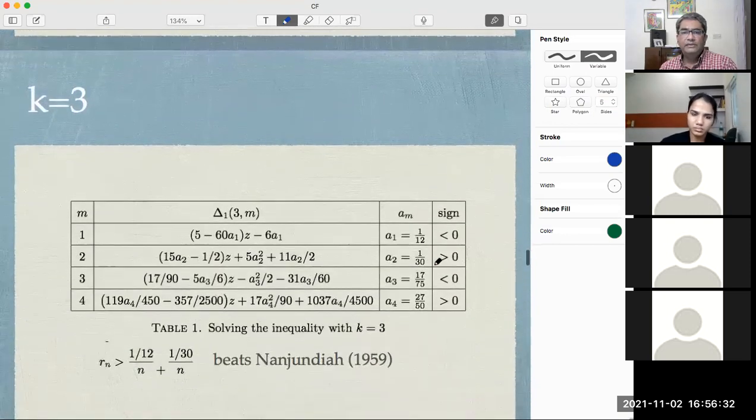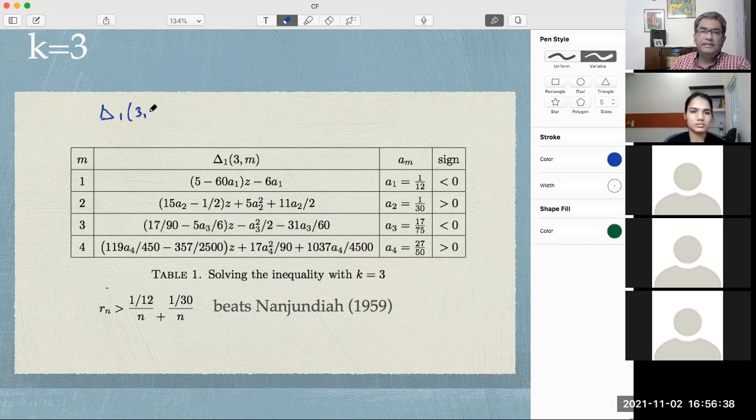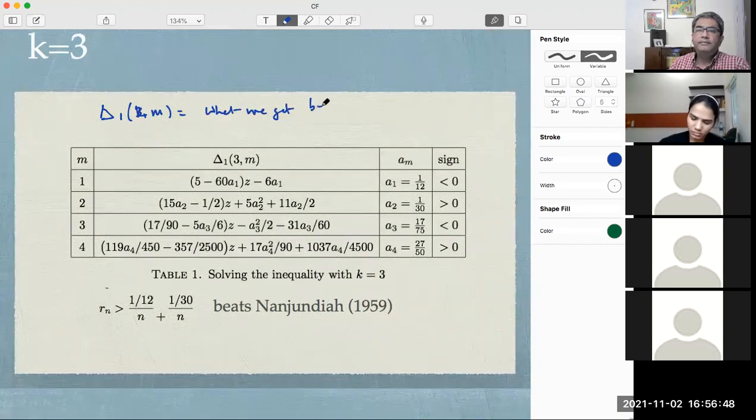There are more guys, so let's do k equal to 3. Here I'm using this notation. This paper is a nightmare of notation. This is basically what we get by clearing.